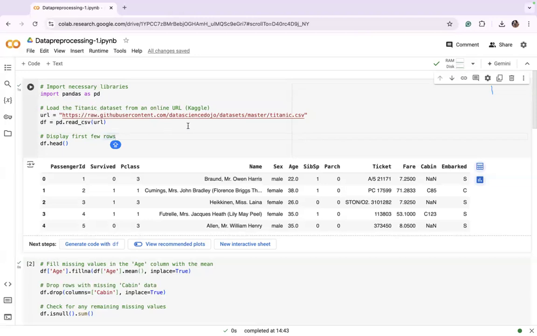Then URL means the place from where I am downloading this dataset. I will give you the link, don't worry. From that, I am defining a data frame. Please remember, data frame is very, very important whenever we do exploratory data analysis or this type of data pre-processing. So we are creating this data frame, taking the values from this URL.